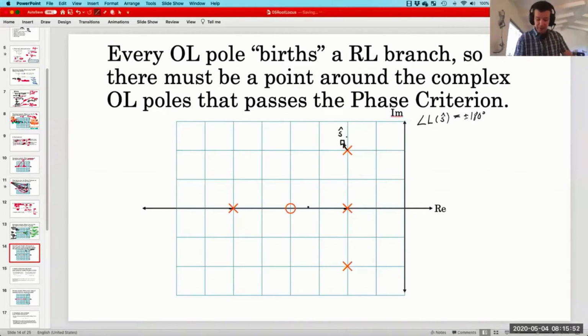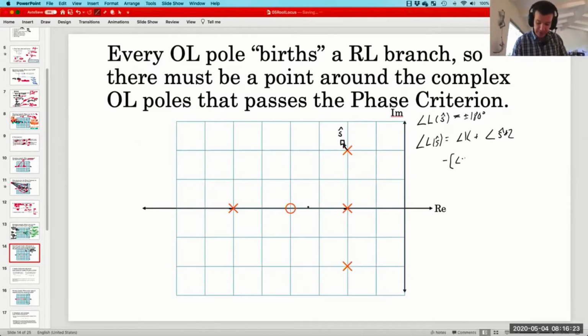So if I'm not telling you exactly where S hat is placed, I'm not giving you a heading or a length, I'm just telling you S hat is near this X, how are we going to compute the constituents in the phase criterion? How are we going to do this computation, which is what angle of K plus angle of S hat plus 2, for the example that we have, minus the sum of the other angles.